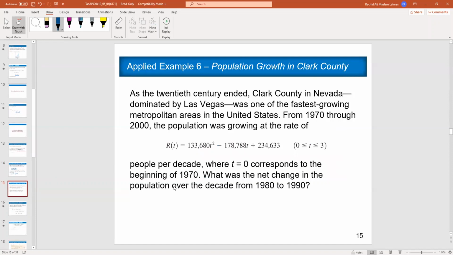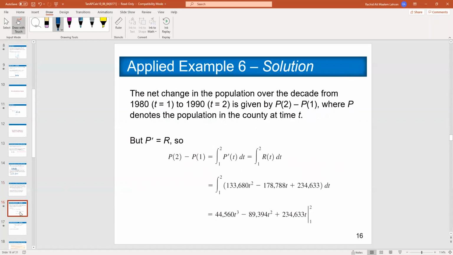And here is an example for it. You can maybe pause the video and go through it. It's similar to all the examples we did with t equals 0 corresponding to 1970 and so forth, and this is the period between 0 and 3. So I recommend you pause the video and go through it. But I'll explain, of course, this part here. Since P prime is used, then P is the outside of 2 and 1, right?